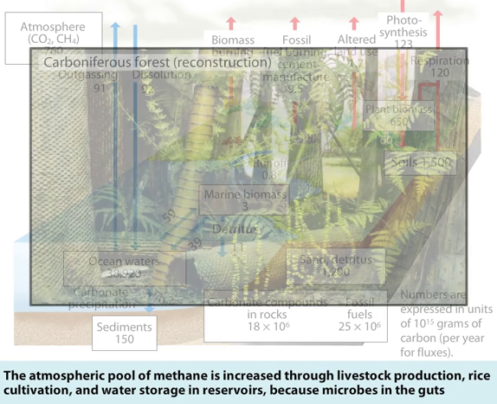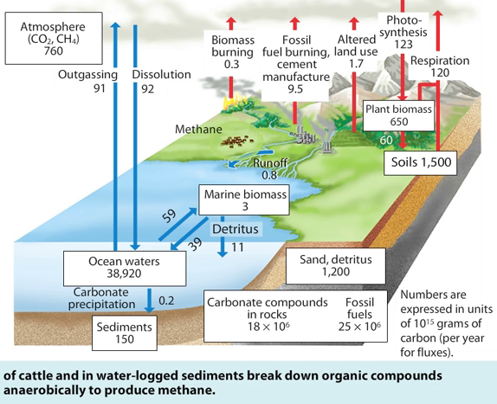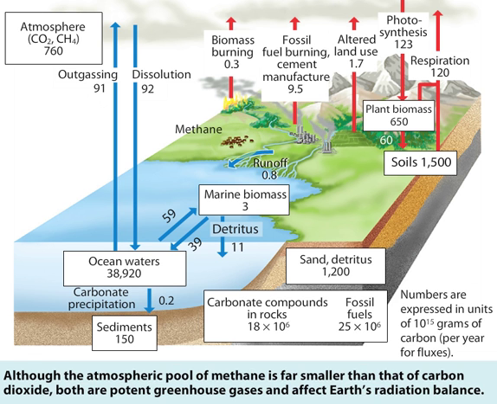The atmospheric pool of methane is increased through livestock production, rice cultivation, and water storage in reservoirs, because microbes in the guts of cattle and in waterlogged sediments break down organic compounds anaerobically to produce methane. Although the atmospheric pool of methane is far smaller than that of carbon dioxide, both are potent greenhouse gases and affect Earth's radiation balance.